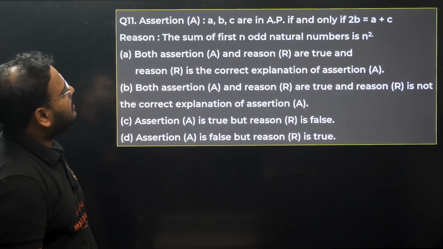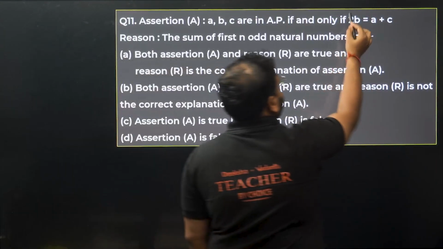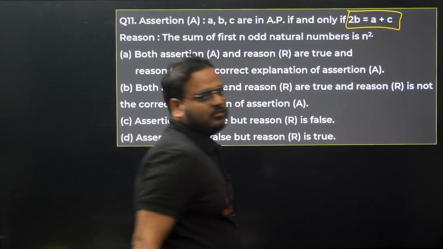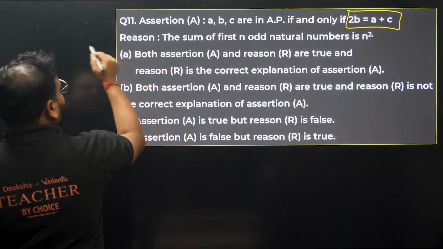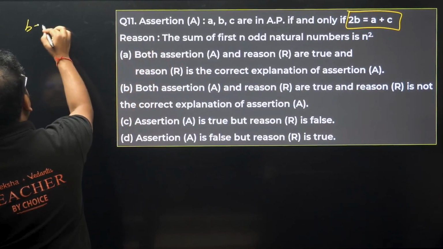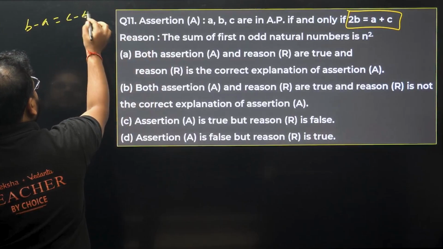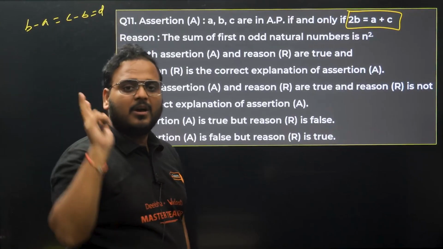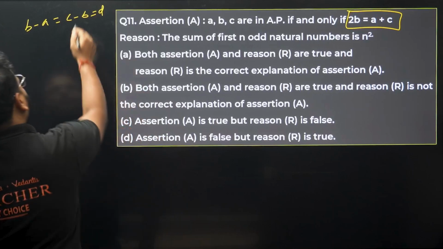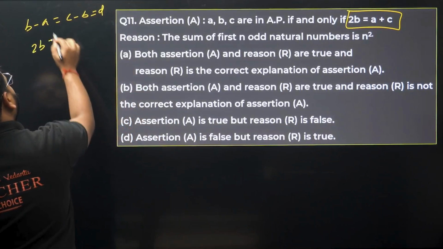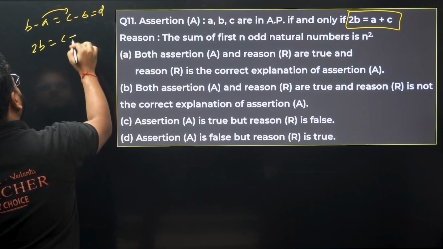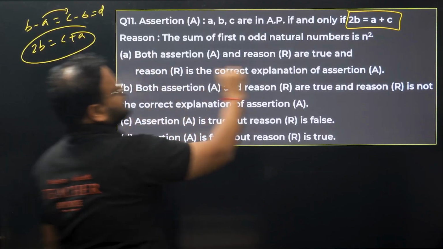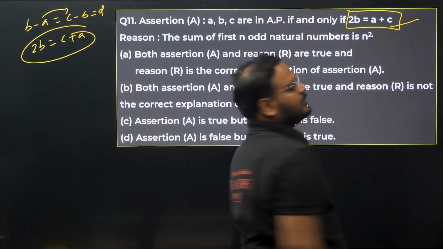A, B, C in the AP. Yeah, correct. This is also true. Arithmetic mean condition. How do we get this? Remember, A, B, C in AP means B minus A should be equal to C minus B. The common difference rule. It has to be a constant common difference, right? If you use this, B comes here, becomes 2B. A goes here, becomes C plus A. Please check. Same thing. Okay.